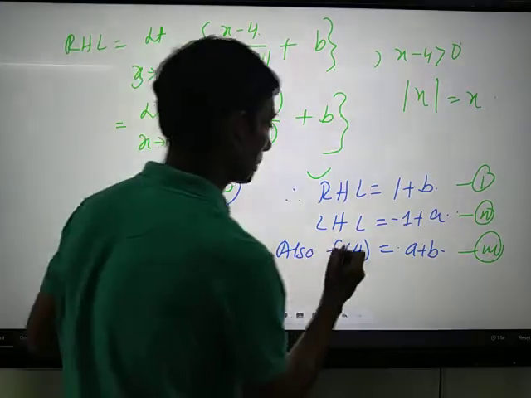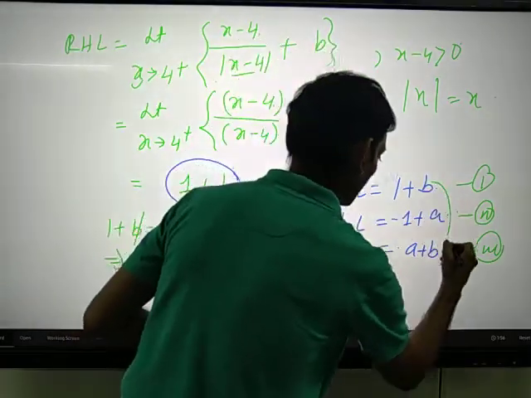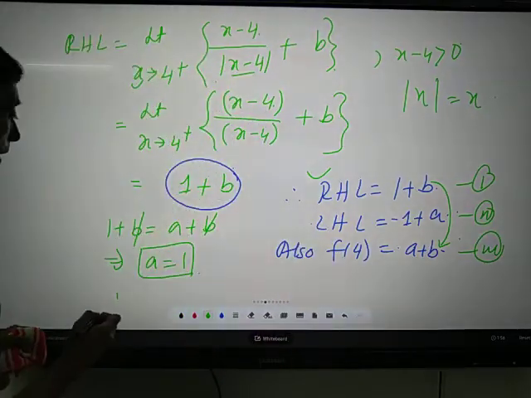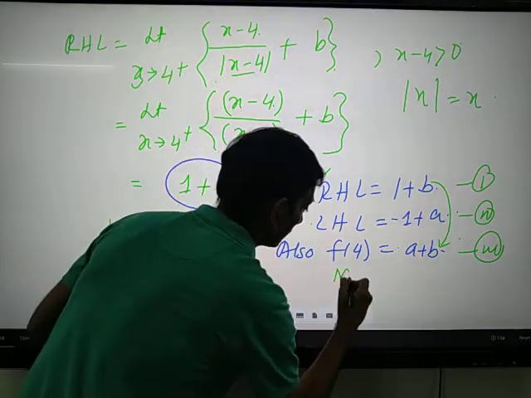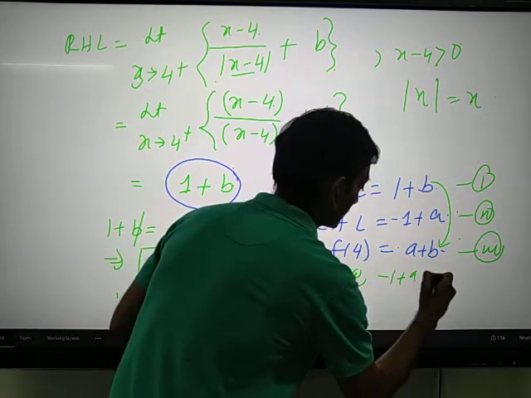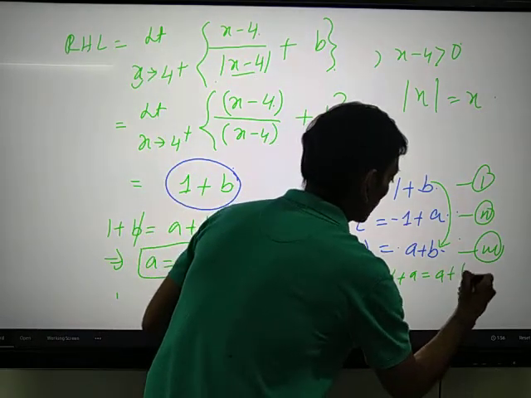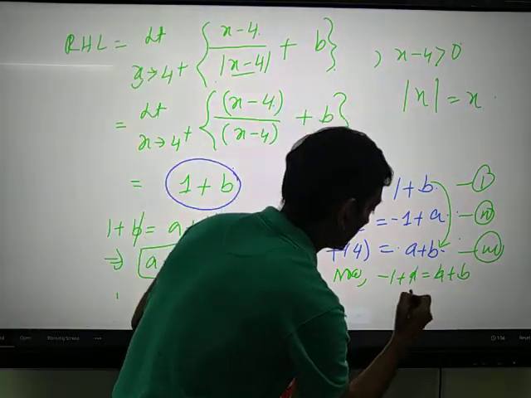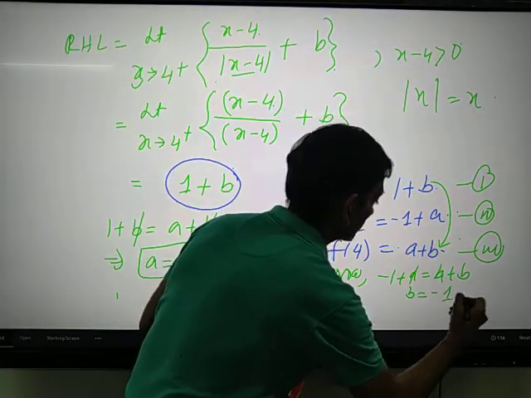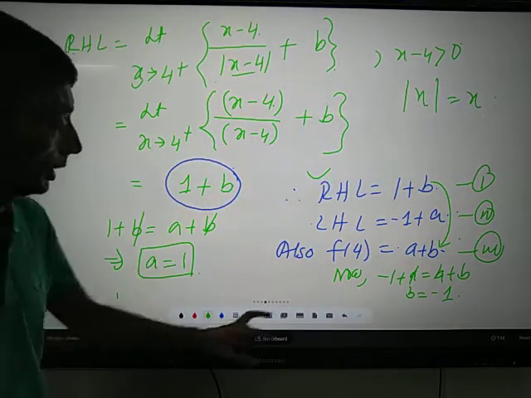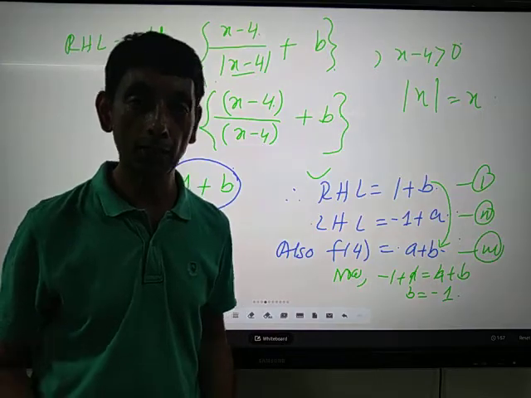Also, you can compare. So you are comparing the right hand limit and the functional value. Similarly, you can compare the left hand limit and the functional value. Now the left hand limit is minus 1 plus a. You can compare it with the functional value. What is the functional value? The functional value is a plus b. So you can just cancel a, and b is equal to minus 1. So these are the values of a and b: a is equal to 1 and b is equal to minus 1.